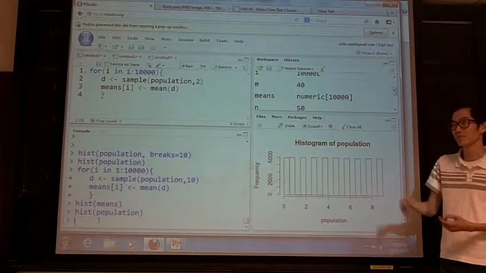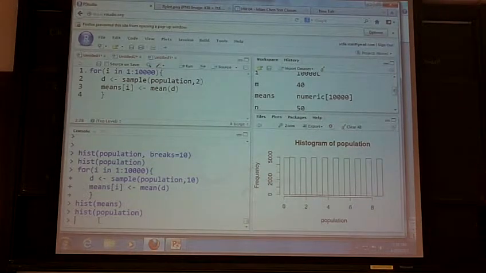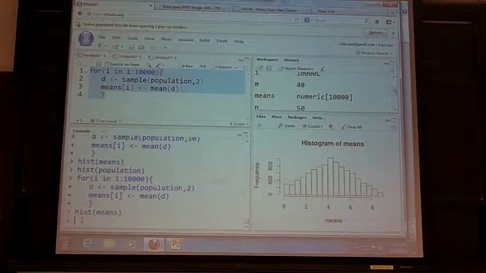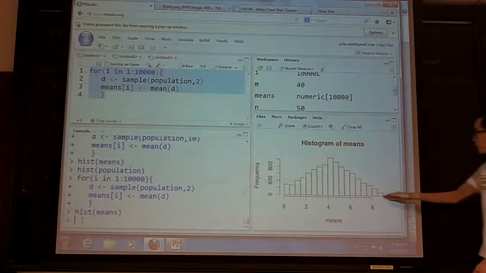Well, not the sum, but 10. Okay. Well, let's just see what happens. So we run this. Let's make a histogram of all of our means. Any idea? Who thinks what this is going to look like? It's a pyramid. We get a pyramid here.